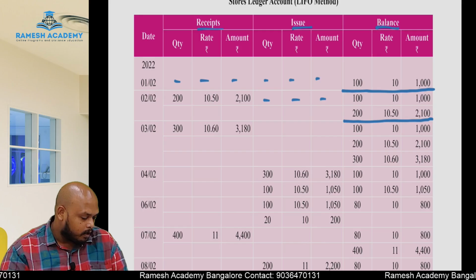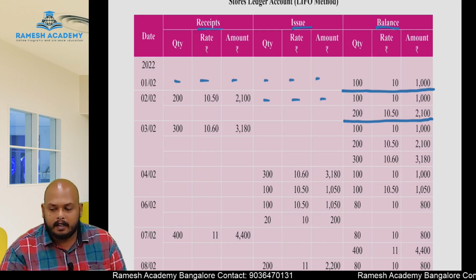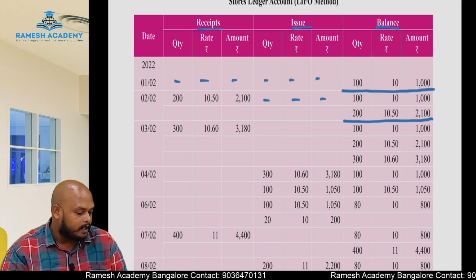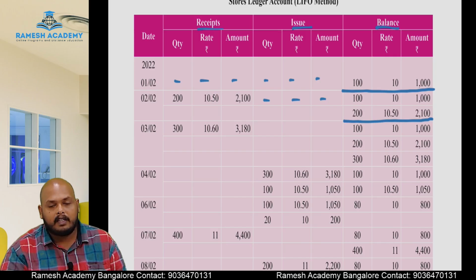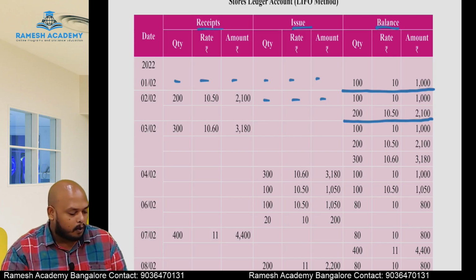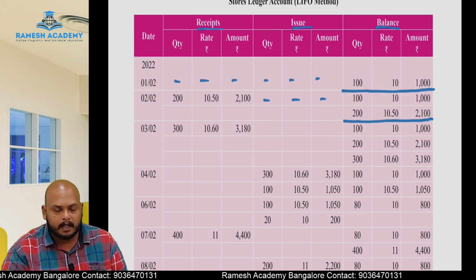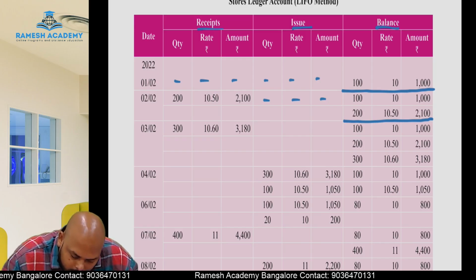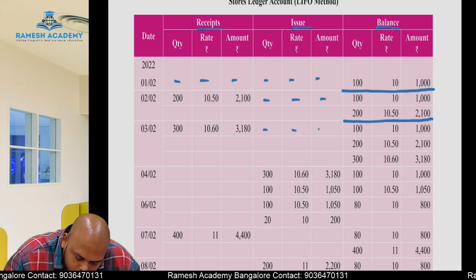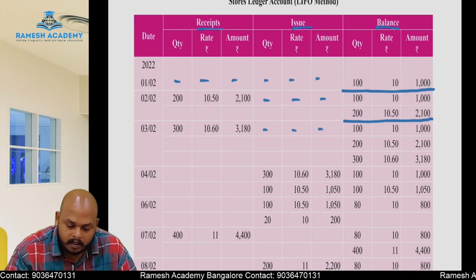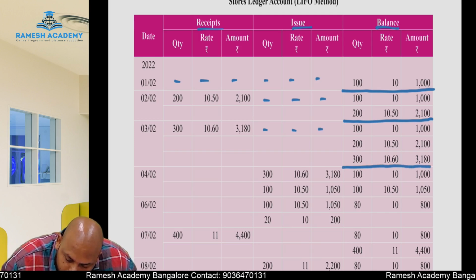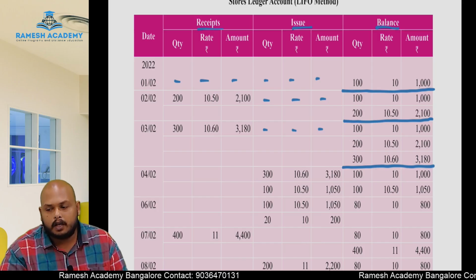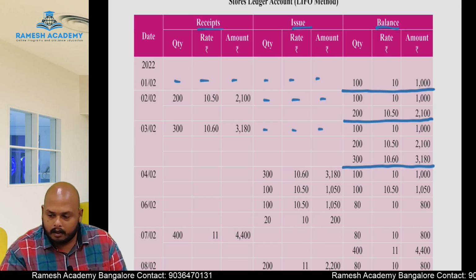Next, 3rd February, Nana. 3rd February received how many units? 300 units at the rate 10.6 per unit. Same thing we have to write, 300, 10.6. Next we have to write as usual, Nana, balances: 100, 200, 300. Okay, got it?